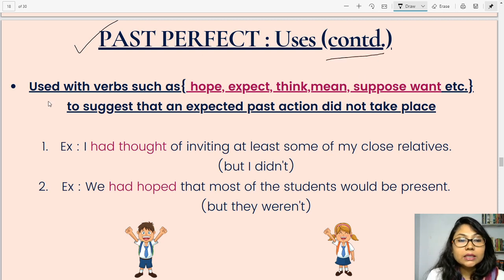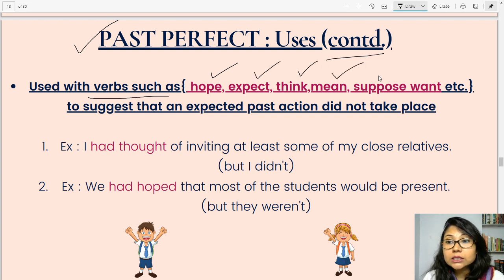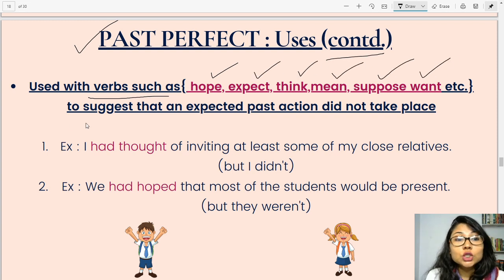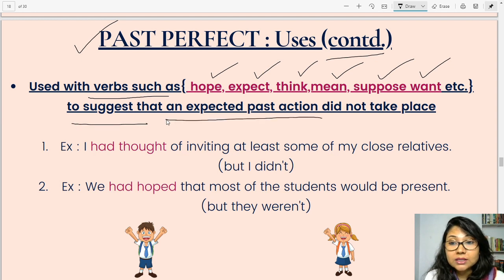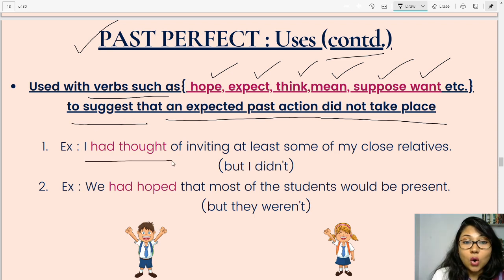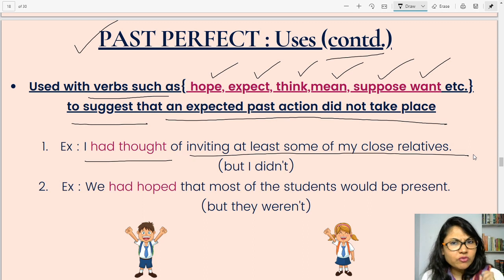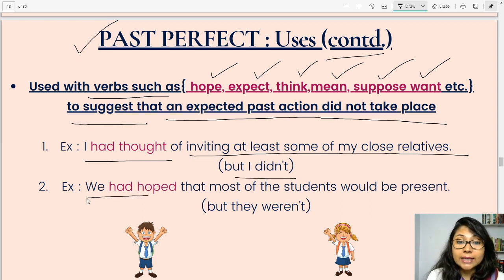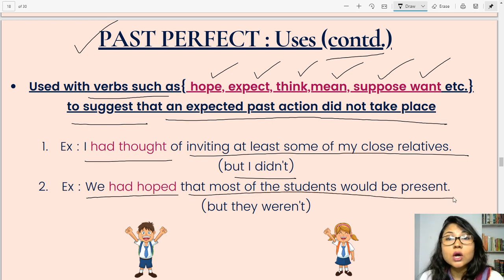Past perfect uses continued. Let's see. They are used with verbs such as hope, expect, think, mean, suppose, want, etc., to suggest that an expected past action did not take place. So it was expected to happen, but it did not take place. Examples: I had thought of inviting at least some of my close relatives, but I didn't. We had hoped that most of the students would be present, but they weren't.